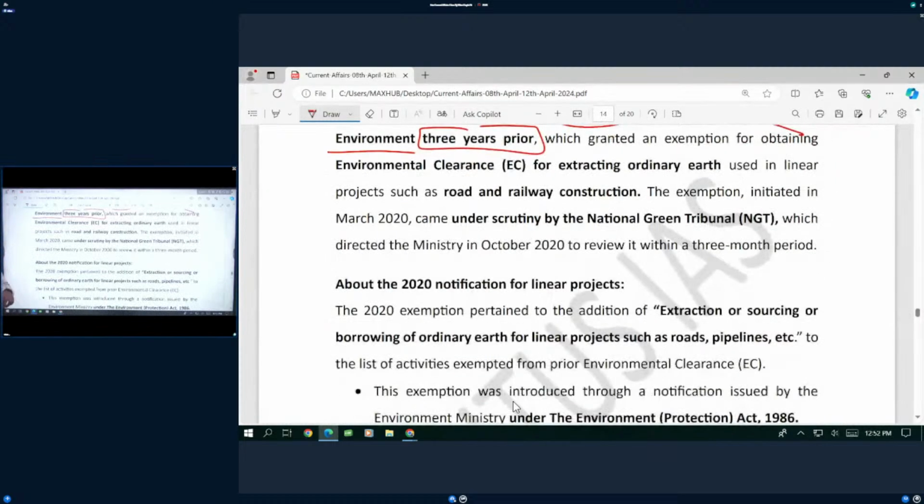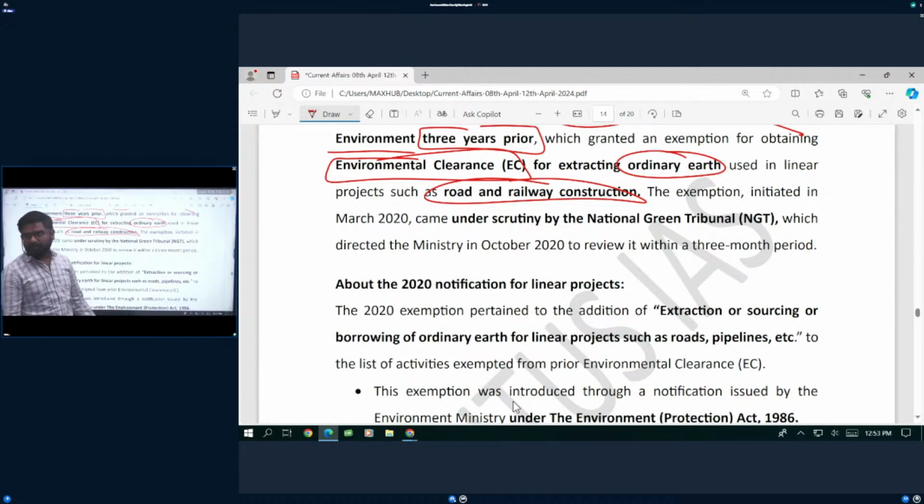So let's see. The government of India passed a regulation in 2020. It weakened the environmental clearance regulation for extracting ordinary earth. Matlab, you can extract as much earth as you want. For what kind of project? For linear projects, for railway, and it was challenged because we have a civil society.